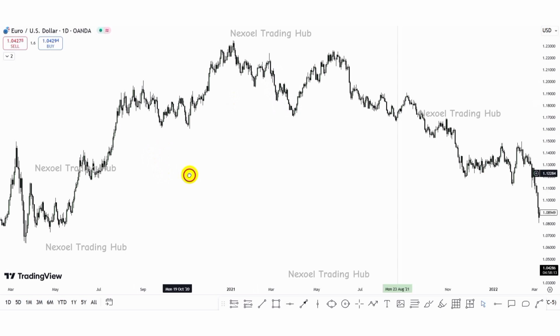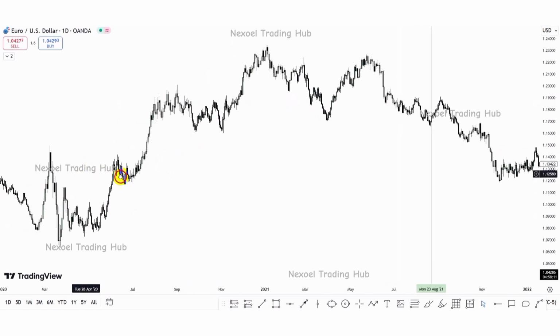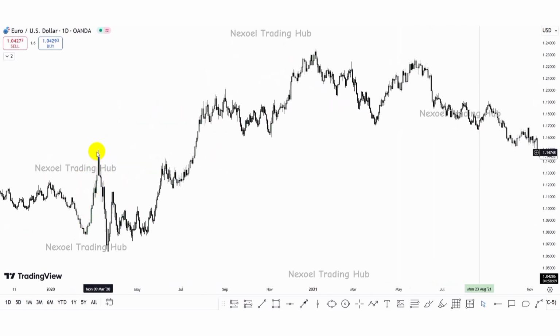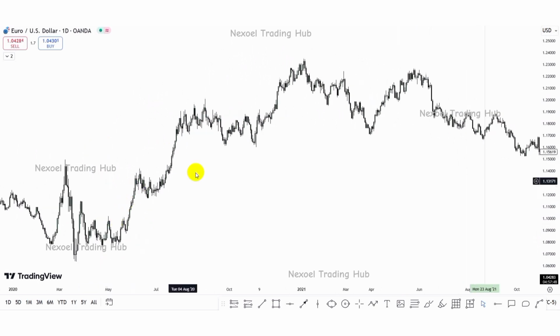Now you can see here, let's start from here. This is the last high that printed this low, right? And we had this push of price to the upside that broke this. And then you can see it turned into a bullish trend.